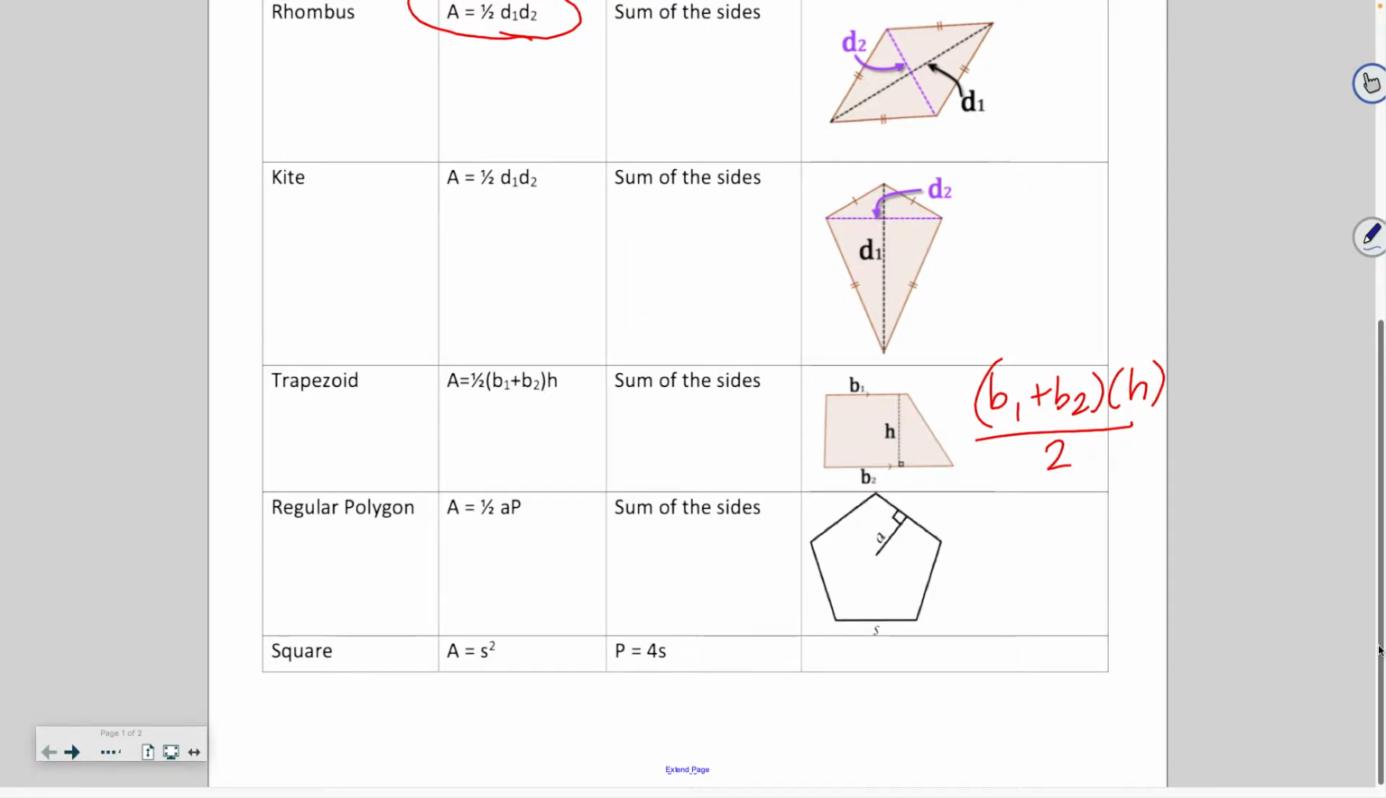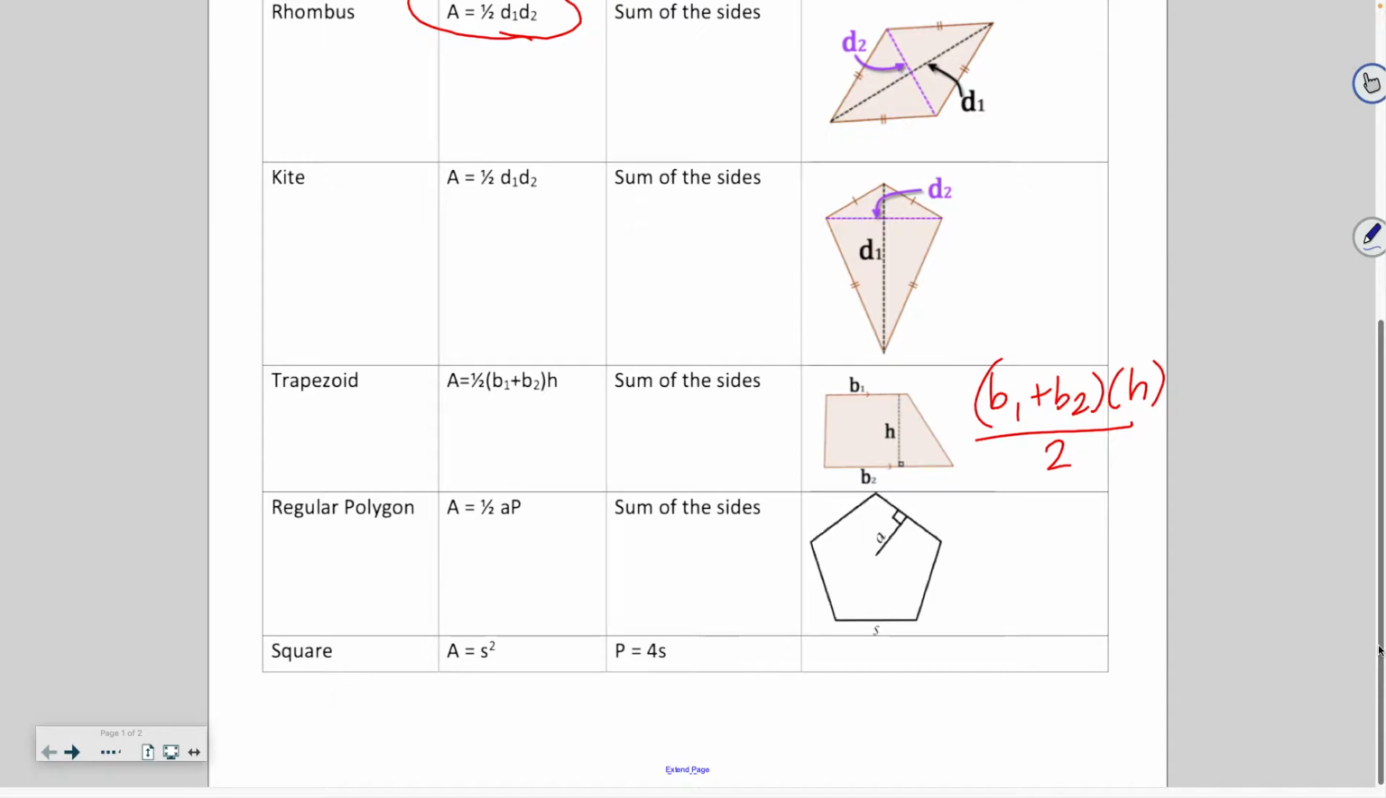What is a regular polygon? What does the word regular mean? All the sides are equal. All the sides are equal. So this doesn't work if it's an irregular pentagon or an irregular octagon. But if you have a regular polygon, your formula is 1/2 AP.